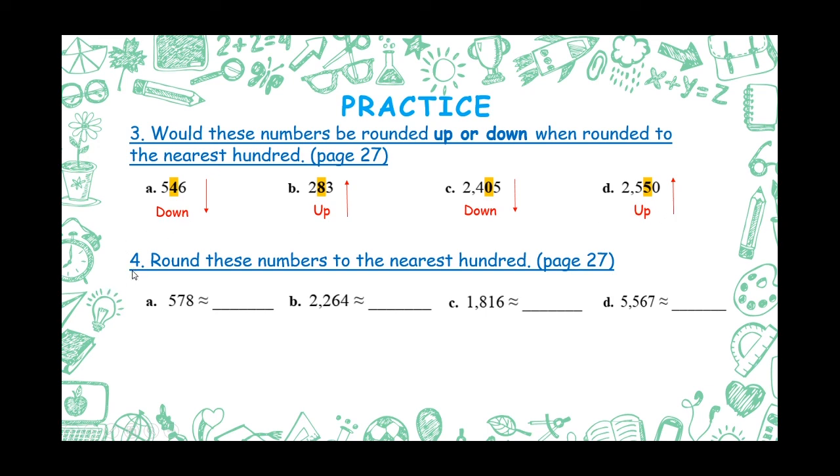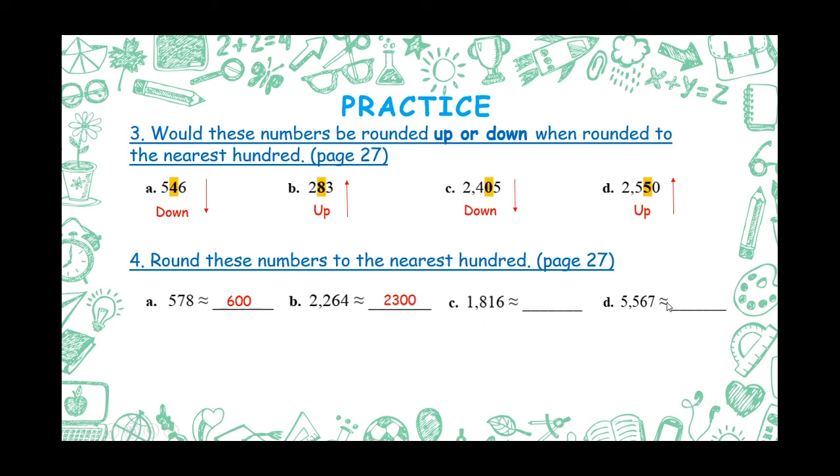Okay, let's go to question 4. Round these numbers to the nearest hundred. Okay, let's do question A. 578. Can you find the tens? Well done. 7 tens. 7 goes up. Well done. We round up to 600. Okay, B. 2,264. We have 6 tens, so we round up. Well done. And remember, the digits after the 100 are zeros. 0, 0.